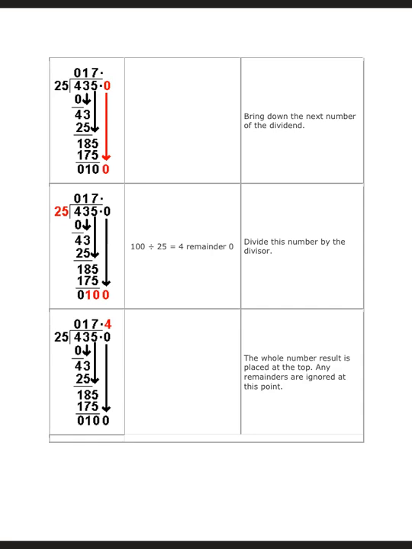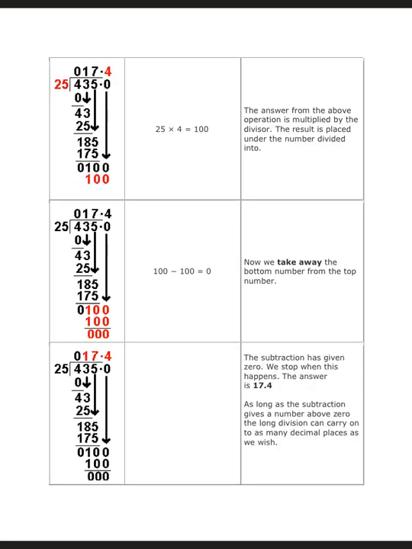How many groups of 25 can you take out of 100? Well, think of it as dollars and quarters. There are 4 quarters in a dollar. So you can take out 4 groups. 4 times 25, remember, is 100. So now you're going to have to subtract. Well, 100 minus 100 is 0.